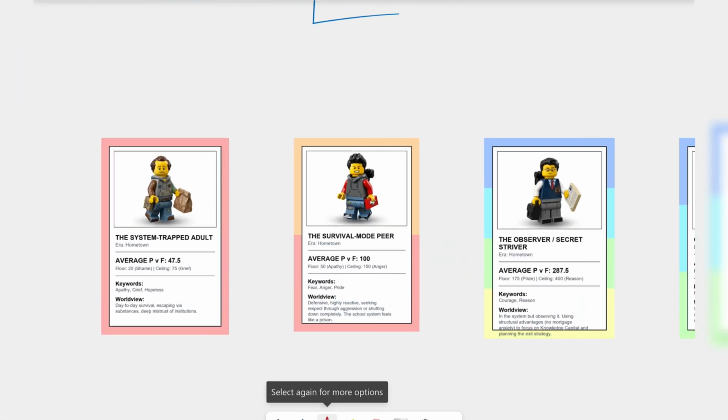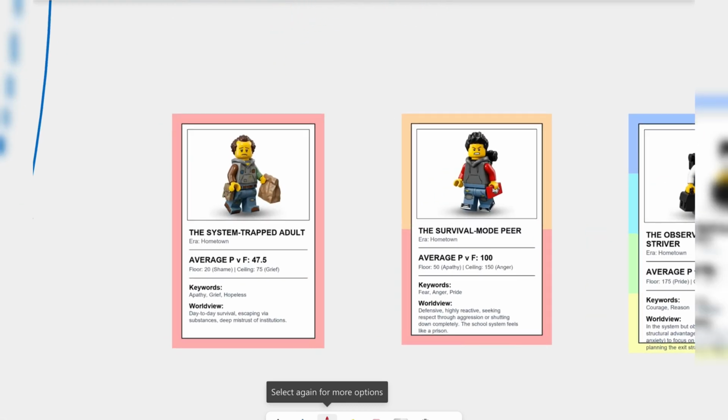And the first archetype we'll introduce is the system-trapped adult. They are constantly filled with apathy, grief, hopelessness, and they're only focusing on day-to-day survival and escaping via substances, constantly high on drugs. And they've got a deep mistrust of institutions.